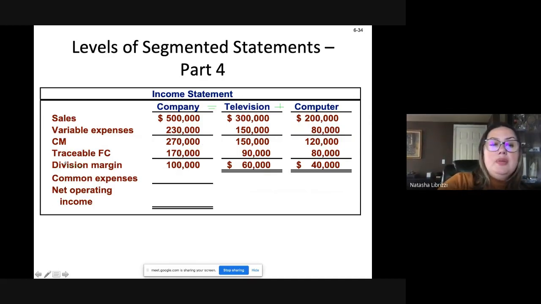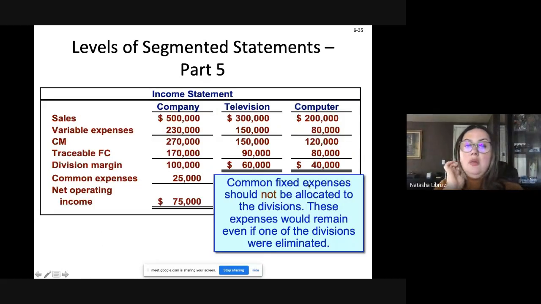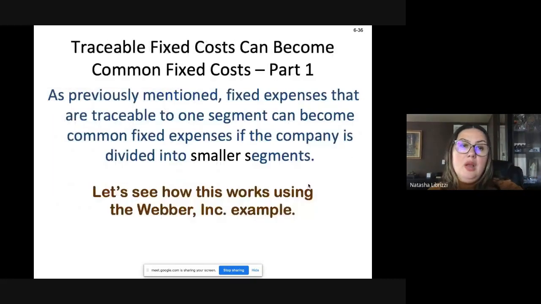But remember, we also have our common expenses that we said we're not going to allocate. This way we can make good decisions. So common fixed expenses should not be allocated, and we're going to add them later on, and that's how they're presented. As previously mentioned, fixed expenses traceable to one segment can become common fixed expenses if the company is divided into smaller segments.